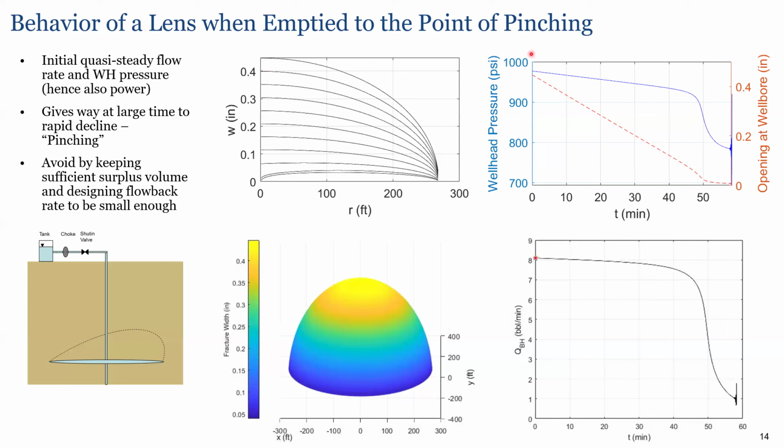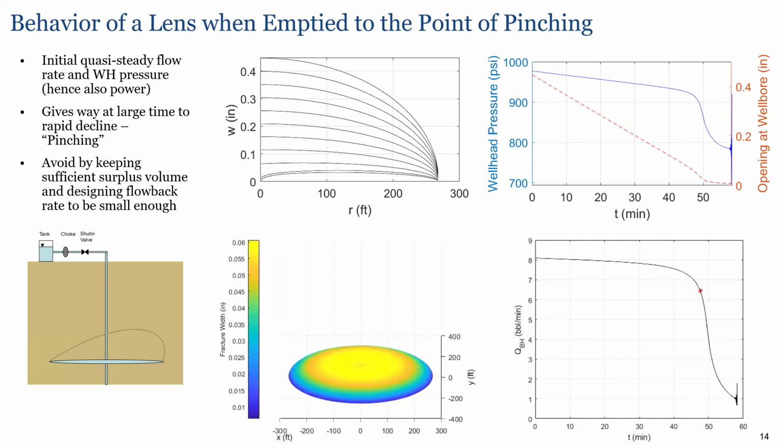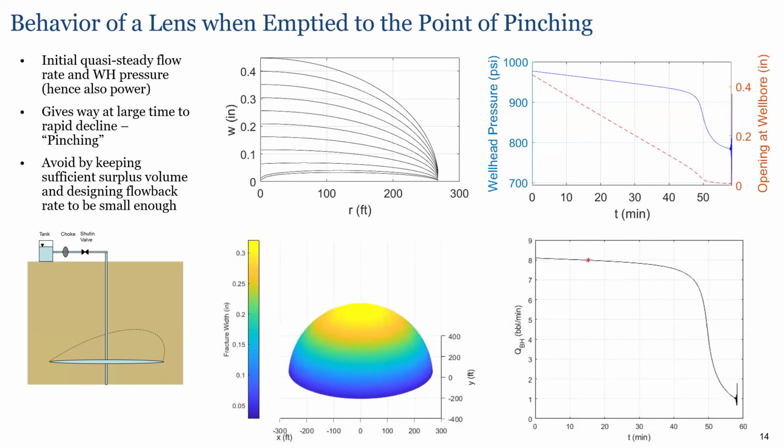We didn't really know the mechanism. We kind of hypothesized. This is why the model is called lobster, because it was originally meant to try to understand how pinching scales with fracture size, fracture behavior, flow back rate. So here's how this thing looks in the fracture width evolving with time. And you can see that final stage of pinching.